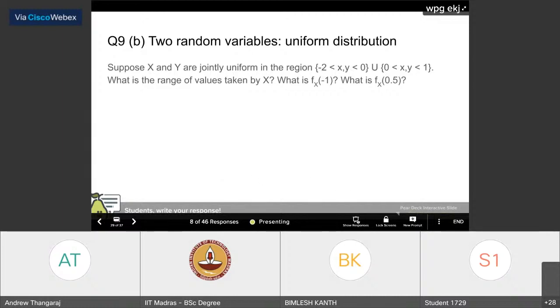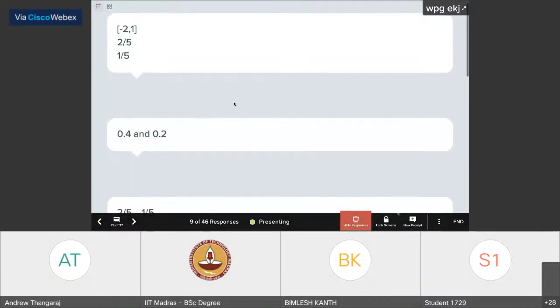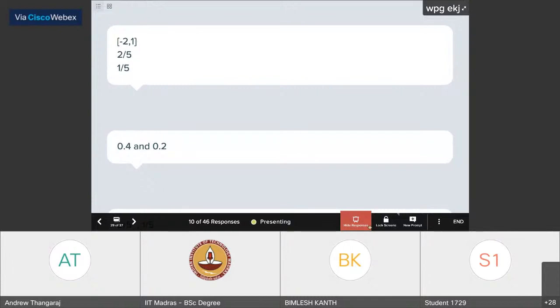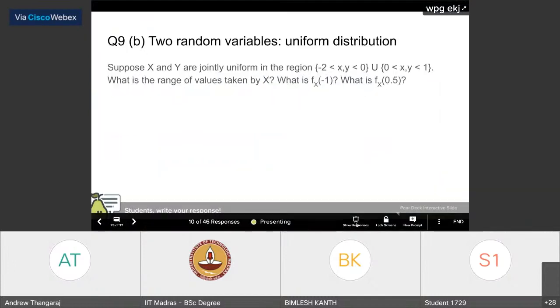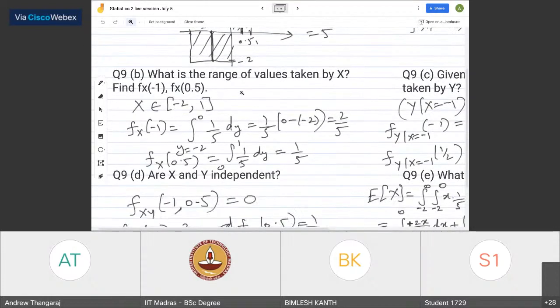Okay, we are running a little bit out of time, so I'm going to speed up a little bit. So (-2, 1) is correct, and then 0.4 and 0.2 is also correct. 2 by 5 and 1 by 5, some people have got it. Let me just quickly show you how my solution looks. I'm sure many of you would have got it.